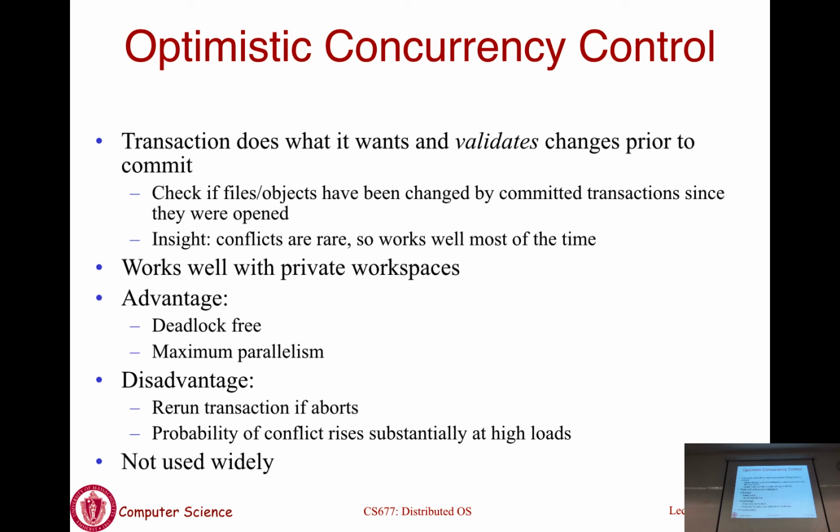Because you don't want a scenario where, under high load, you are just sitting and waiting with a transaction that repeatedly aborts and reruns and aborts and reruns, and nothing seems to be happening in the system. You're just waiting for it to finish. So those are all issues that you will see with optimistic concurrency control.